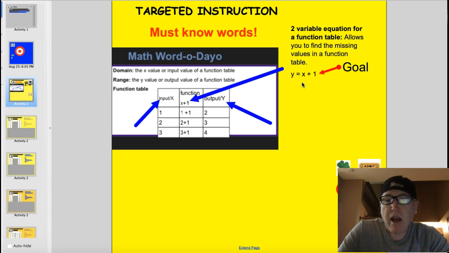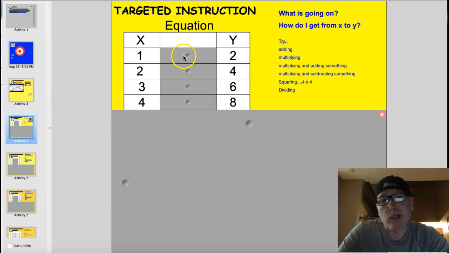All right. Let's just get started right with a couple of them, and I'll give you a couple of hints the way I do this. So here's a table, and we got to write a two-variable equation for it. So what's going on, I'm asking myself, and how do I get from x to y? So the first thing I do is I think about these things. I try adding, then I try multiplying, then I try multiplying and adding something, then I try multiplying and subtracting something, and then I try squaring, and then I start dividing, and then I just start guessing. But this is generally the order I'm going in. I always try adding and multiplying first because those are the easiest ones.